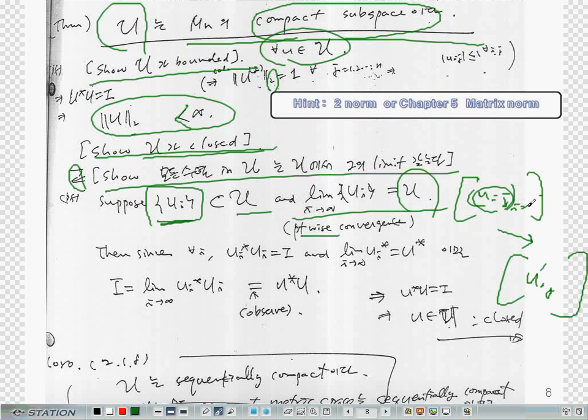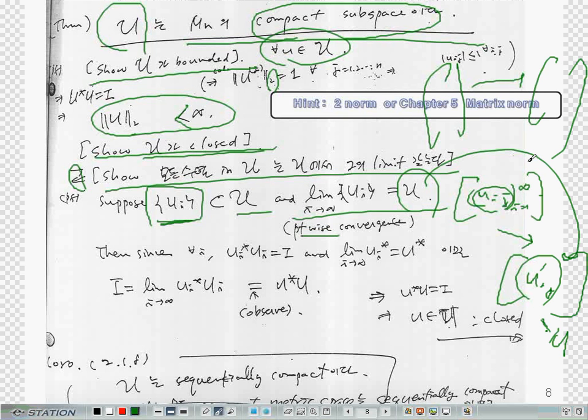Suppose the sequence U_i, from i to infinity, converges to the matrix U, pointwise, just like a vector. If we use this definition, then for each i this condition is satisfied. That means each component of the matrix converges: U_i star to U star, U_i to U.